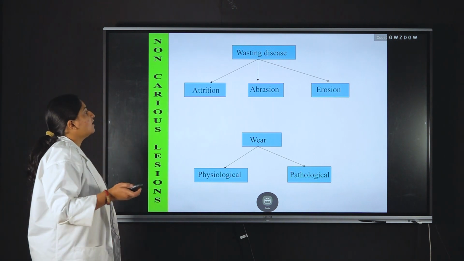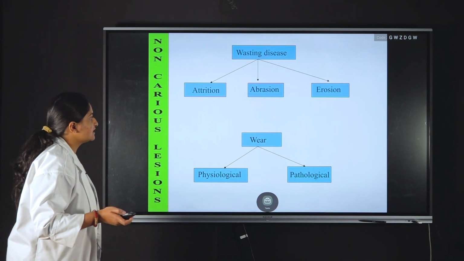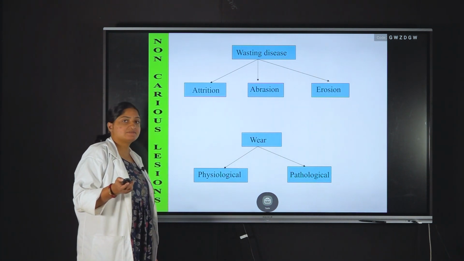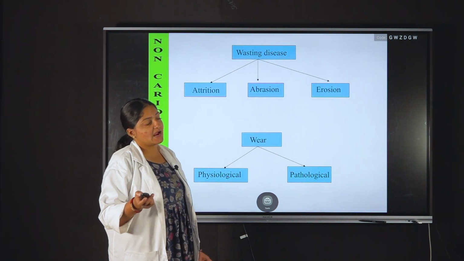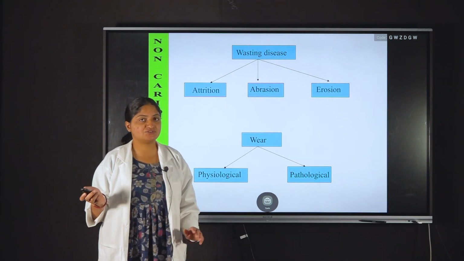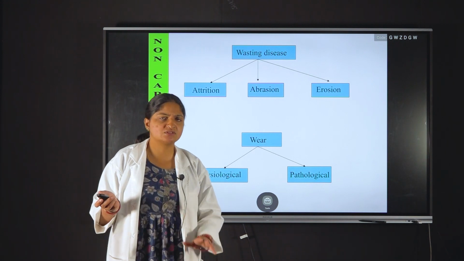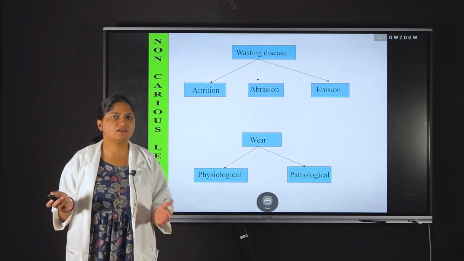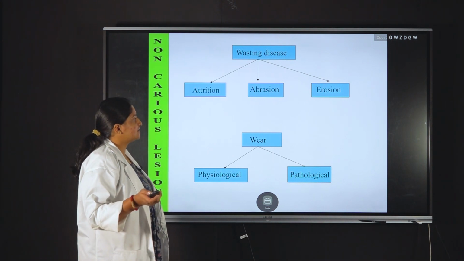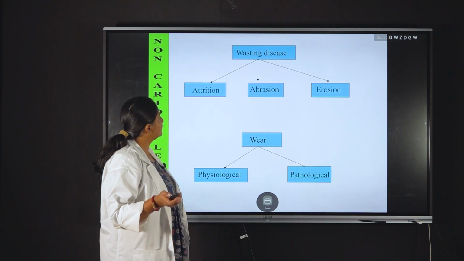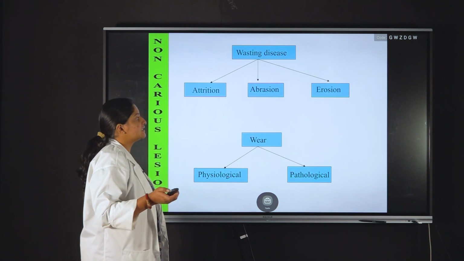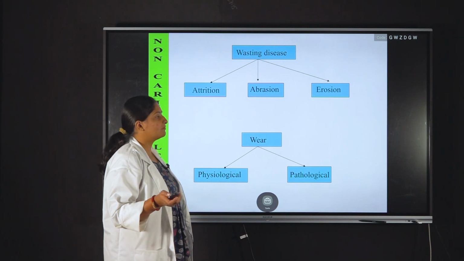Non-carious lesions are otherwise called wasting diseases, as they mostly affect the facial surfaces of anterior and posterior teeth, and they occur due to either physical variations or chemical variations on the tooth surface, that is attrition, abrasion and erosion. Attrition and abrasion are mostly physical, whereas erosion is due to chemical action by any liquid.